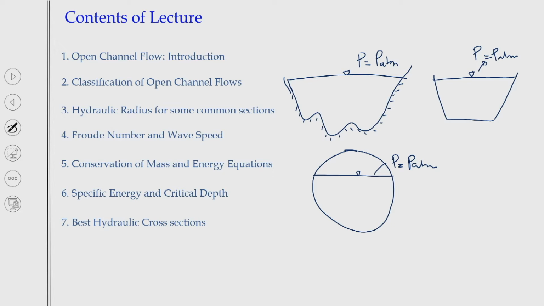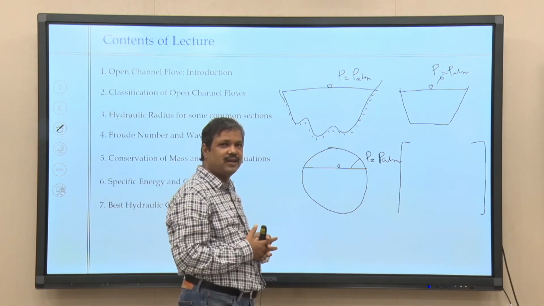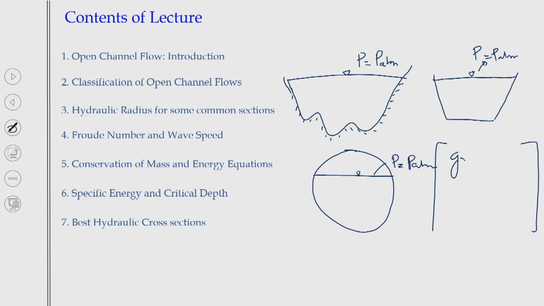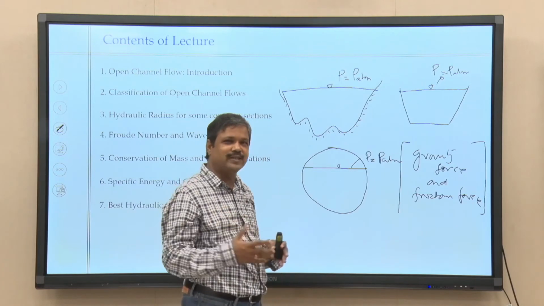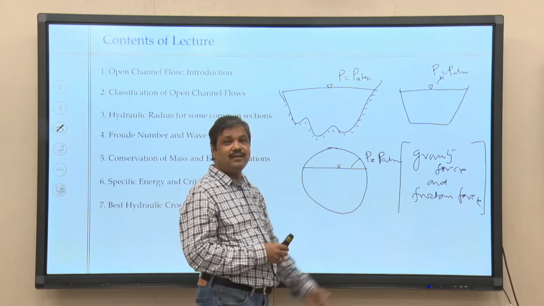If that is the condition, we now have only two force components, because there is no pressure force, since the pressure is at atmospheric levels. So, we have two forces: one is the gravity force, and the second is the friction force. There are no surface pressure force components. We will discuss this more, because there is a process.